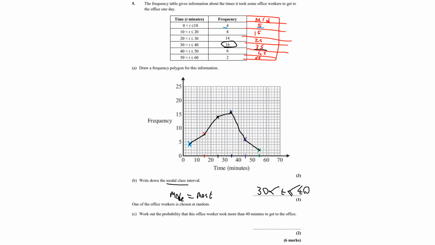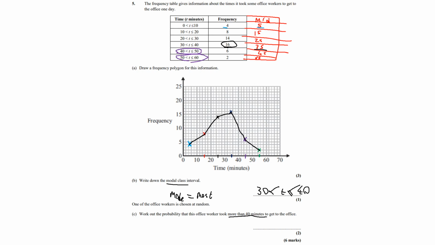Now, one of the office workers is chosen at random. So work out the probability that this office worker took more than 40 minutes to get to the office. Now, out of all of these intervals, which one is more than 40? Exactly, it's going to be this one, because it's more than 40. And it's also going to be this one, because 50 is above 30.